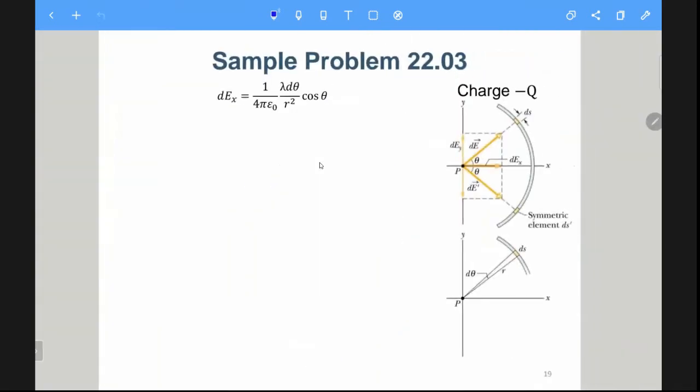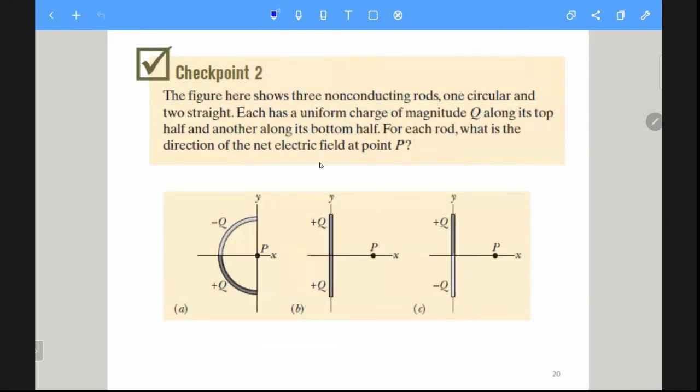Okay, I still have one more. So next we have a checkpoint, which is quite simple. It just lets you become familiar with how the E vectors can be added or cancelled. So here it shows 3 non-conducting rods. Non-conducting rod means that the charge on the rod cannot move, and that's it.